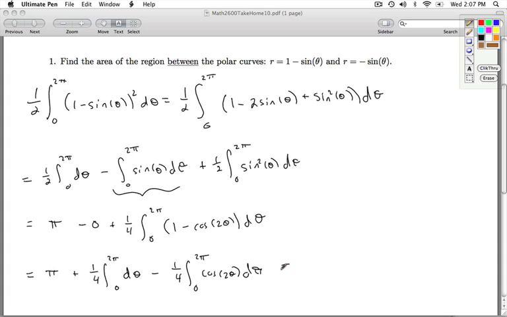Now, once again, I can dispense with these integrals pretty quickly. I have pi plus, this is going to be 2 pi over 4, that's pi over 2, minus, now for cosine 2 theta, one period is from 0 to pi. Here I'm integrating over 2 entire periods of this cosine function. The area above cancels the area below. That's just going to be 0. And so I get 3 pi over 2. So the area inside that cardioid is 3 pi over 2.